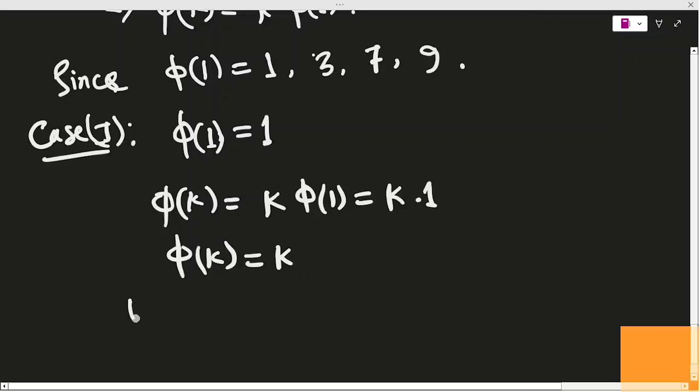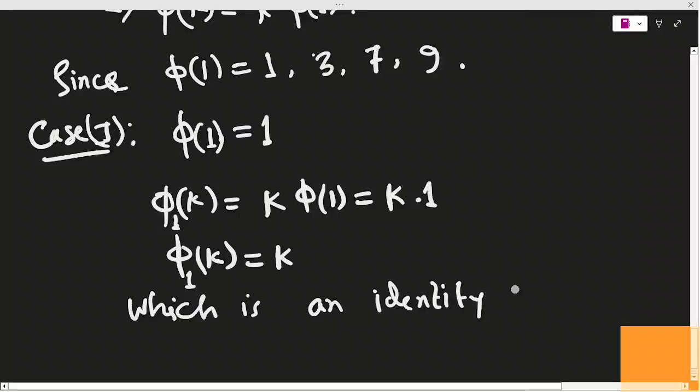Which is a trivial automorphism? What name can you give it? Phi of 1 is equal to what did we take? We took 1. So for the one generator 1, we have phi of k is equal to k. So which is an identity automorphism.